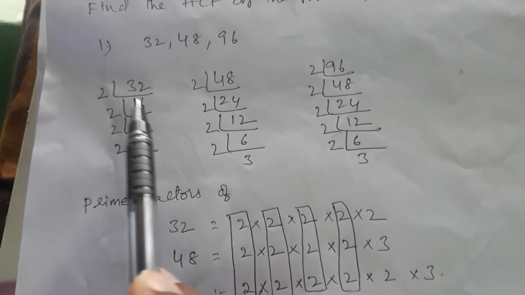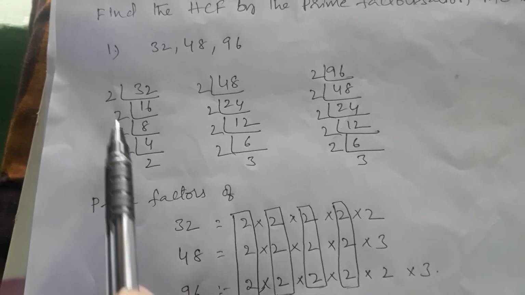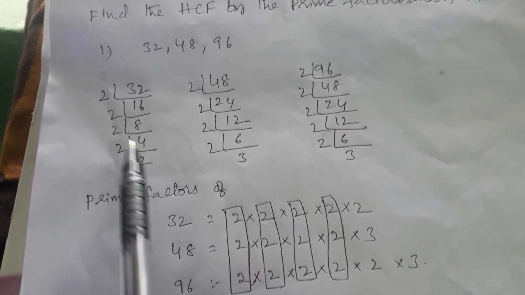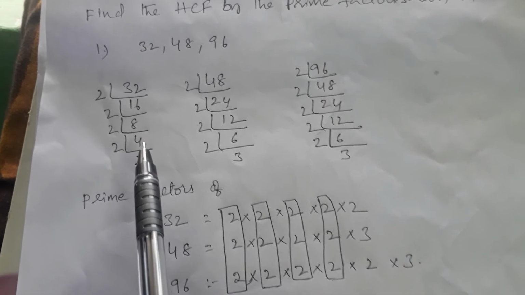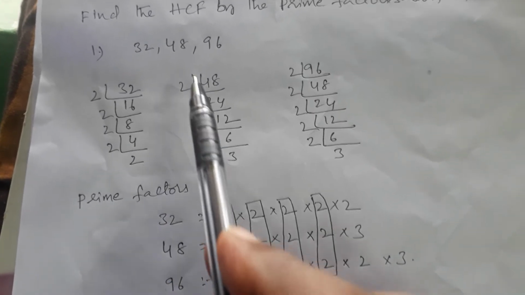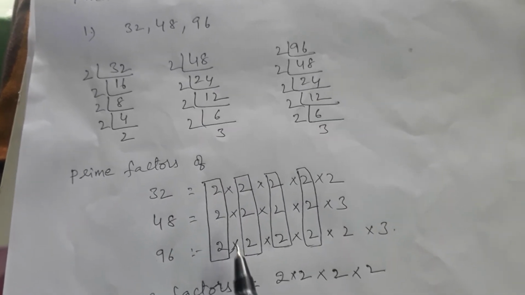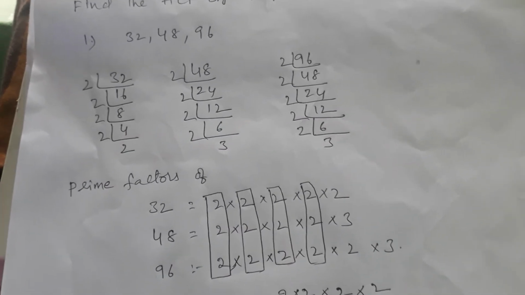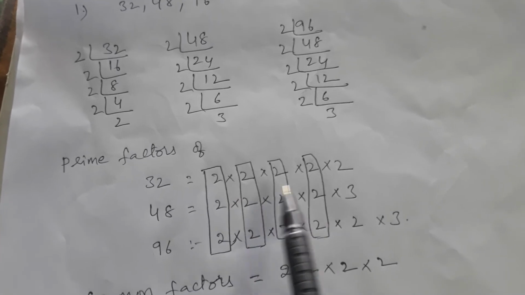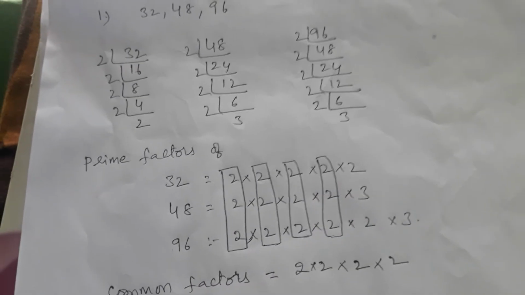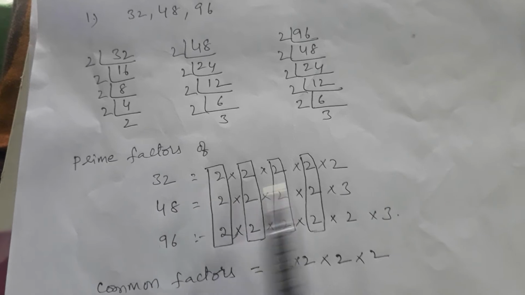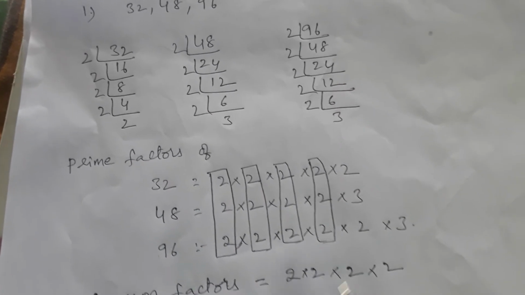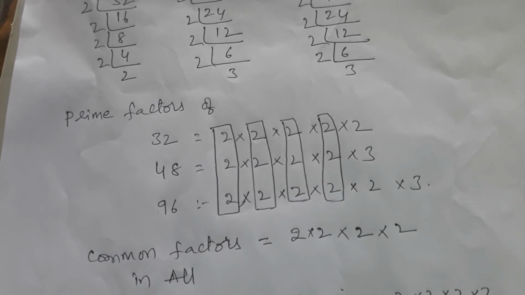Continuously divide. 2 6s are 12. Again 16 divide with 2 again. 8 divide with 2, and 4 divide with 2, like that. All factors you write. So in this, you take only prime numbers. Don't take composite numbers. Prime numbers only you take and divide. So these are all prime numbers. For each one we have written factors: 32 written factors, 48 written factors, 96 also written as factors.